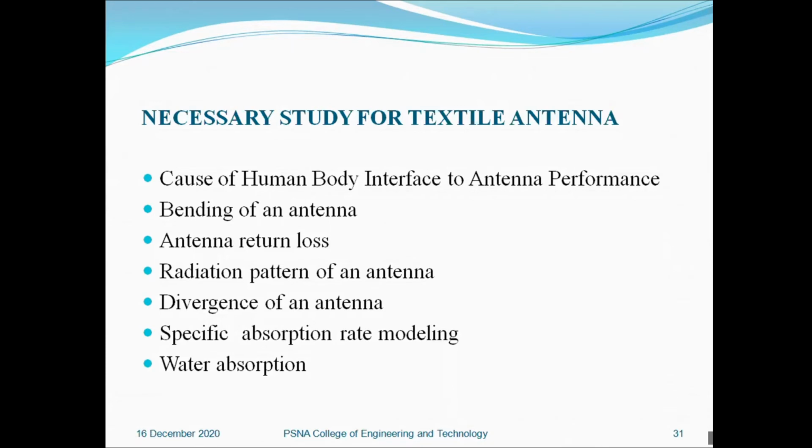And bending of an antenna: based on the location of the antenna fixed on the shirt, the bending would happen. So even in the testing, we have to test all the S parameters, the radiation pattern and all, by including the bending also. The return loss would surely be affected. Radiation pattern of the antenna is also a necessary basic study. Divergence is another parameter. Specific absorption rate we have to model, which we can do with the help of any software analysis. Water absorption rate is also a must.